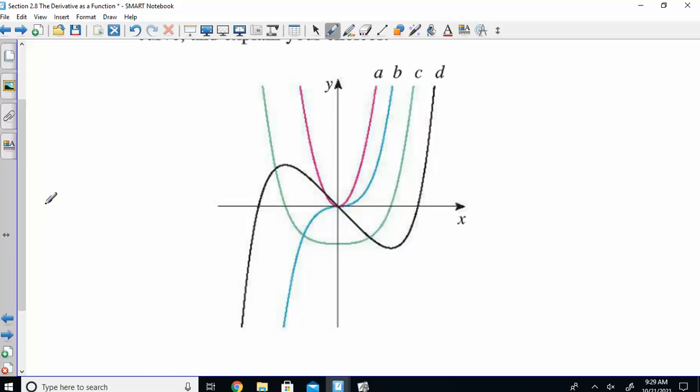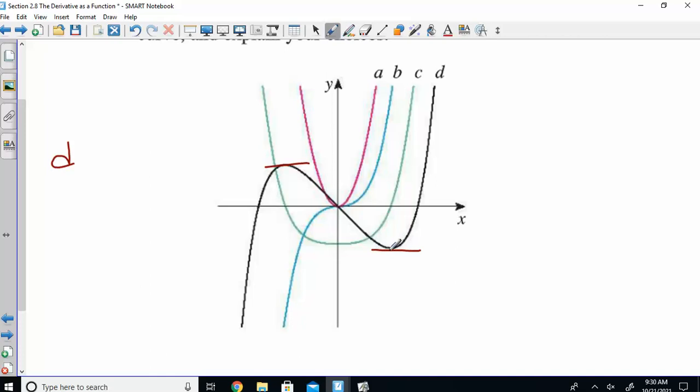Some suggestions. I usually try to start with the most complicated graph, like the graph that has the most changes in direction to it. So the most maximums and minimums. That's not guaranteed to be your first one, but it's a good starting point. So which one would that be? D. Okay, so let's start there.